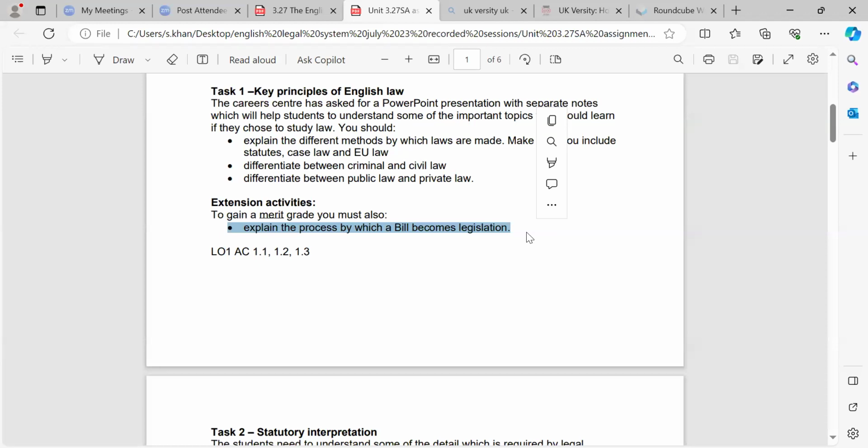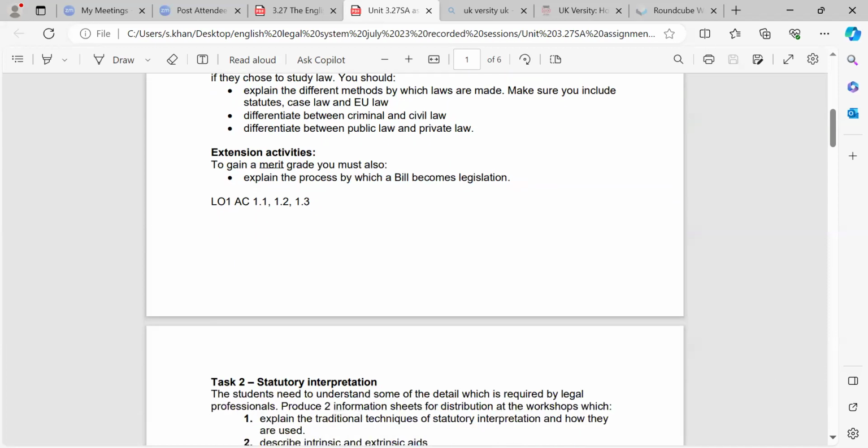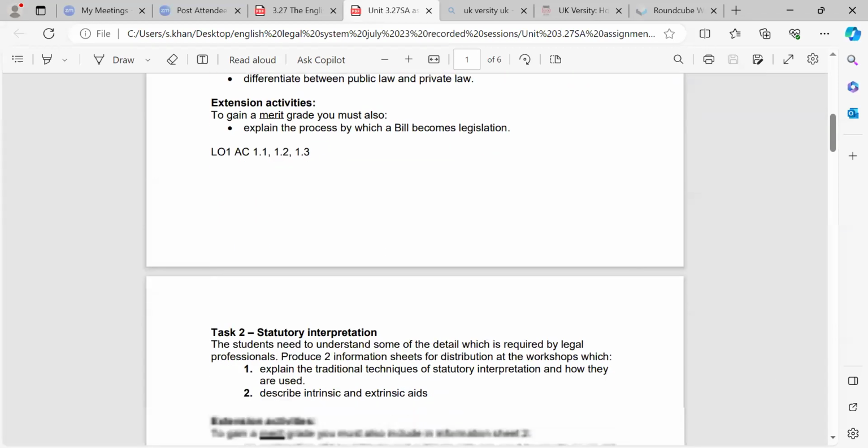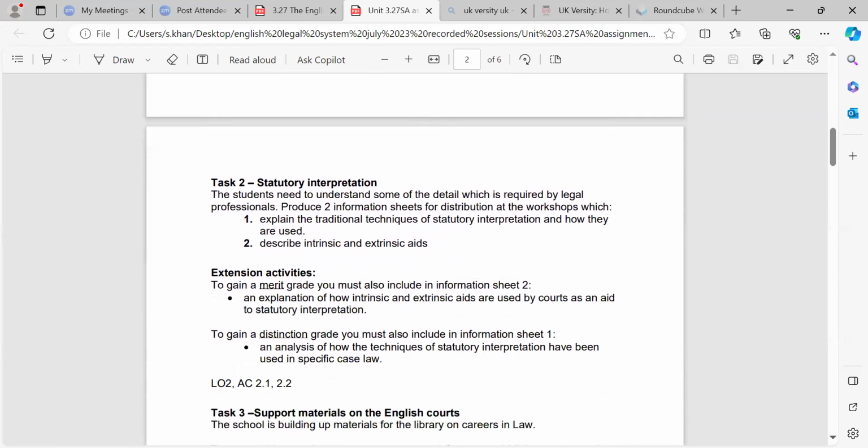If you want to do that extension activity, you need to highlight that this is the extension activity and it is to gain a merit, okay? And that would be in Learning Outcome 1, AC 1.1, 1.2, and 1.3. Okay, so that is all of task 1. Make sure you have headings for each element of each task.